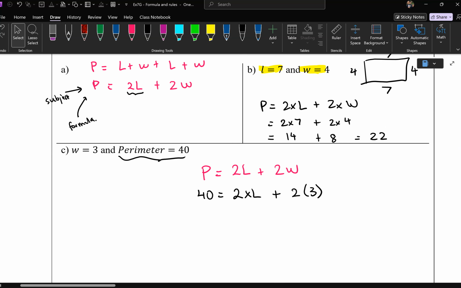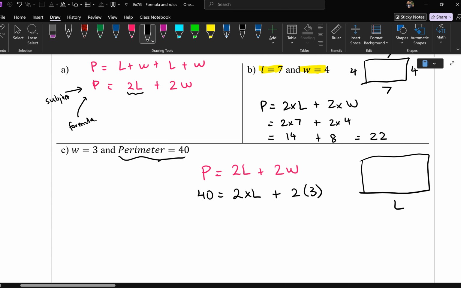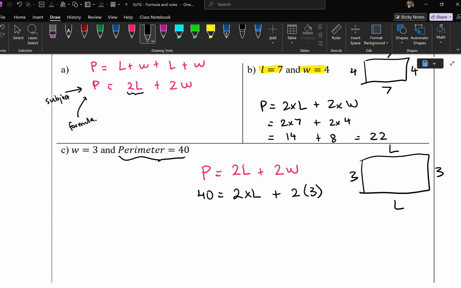So this problem here, your job is to find the length. This is where you use the skills you've learned from 7B, C, D, E. So I got the perimeter is 40. I know that the width is 3. So if you draw a diagram just to visualize it, you don't know what the length is, but you know this is 3. So you got 3 and L. You know if you add all the sides together, it should add up to 40. So this is what we have. L plus L is 2L, and 3 plus 3 is double of 3, which gives you 6. So far, we're now up to this step.